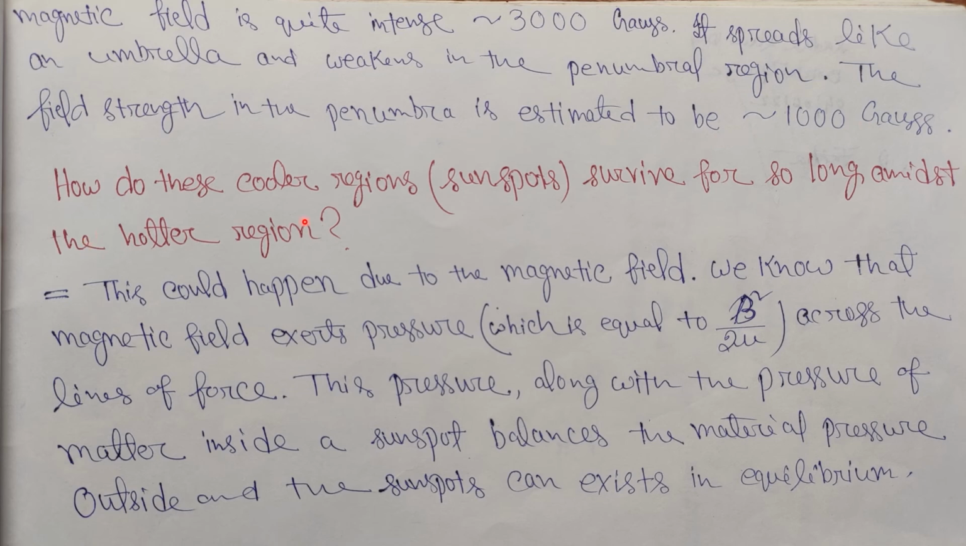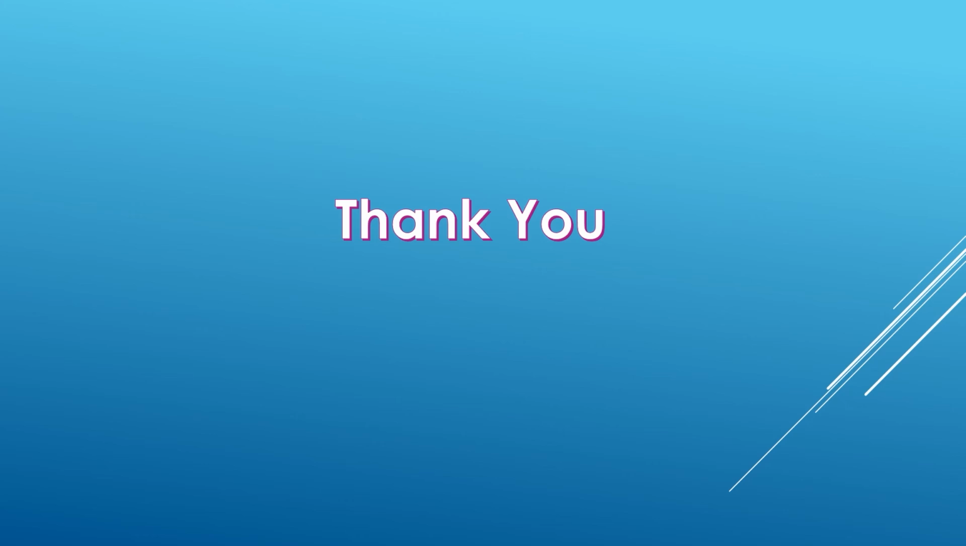So how does this cooler region, that is the sunspot, survive for so long with the outer hotter region? This could happen due to the Sun's magnetic field. We know that the magnetic field exerts a pressure which is equal to B squared by 2μ, where B is the magnetic field intensity across the lines of force. This pressure along with the pressure of material inside a sunspot balances the material pressure outside, and the sunspot can exist in equilibrium. So this is for today's video.